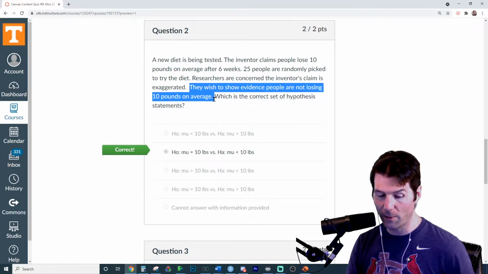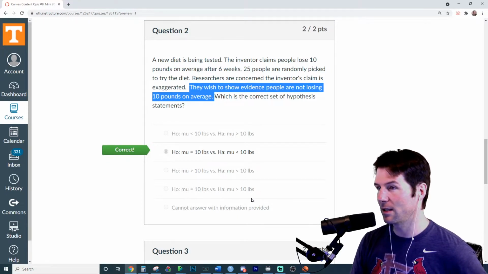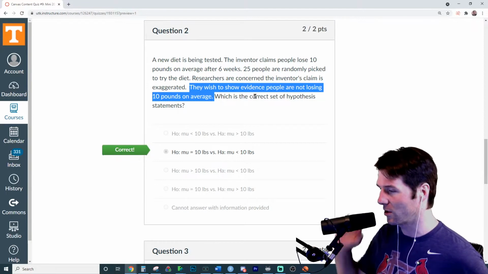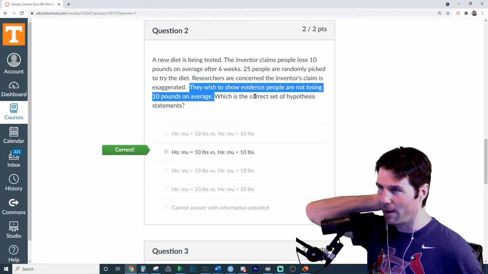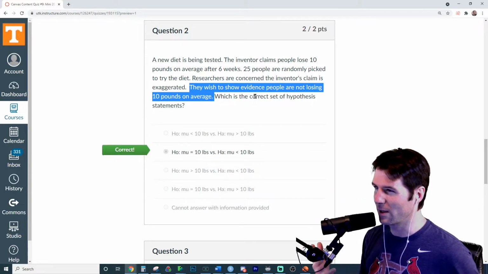They want to show evidence people are not losing 10 pounds on average. So they're trying to show evidence that they're not meeting their goals. I think we selected that they were trying to show evidence you lose at least 10 pounds, but I made it a little more clear. They want to show evidence, which is the alternative. So I added this to the question yesterday because that's not clear enough. But they wish to show evidence people are not losing the 10 pounds. So they want to show that it's less than.